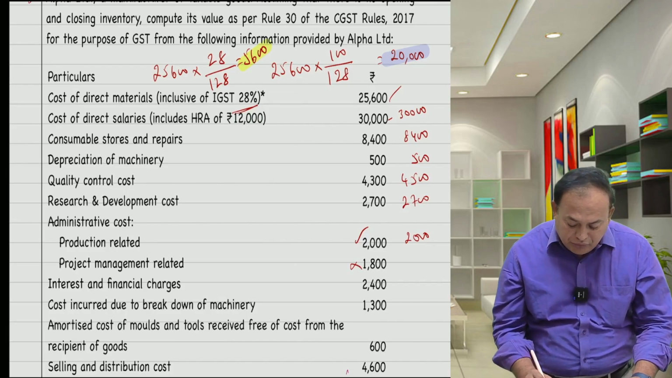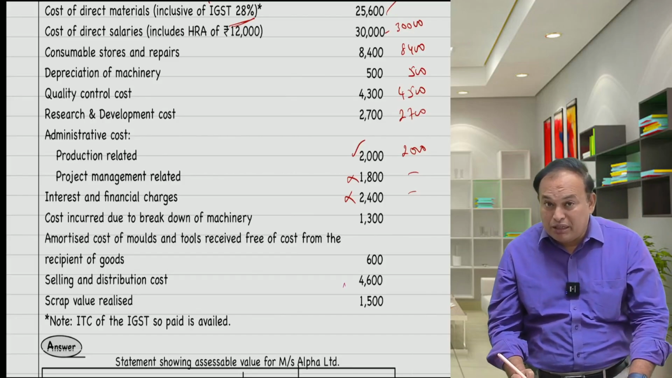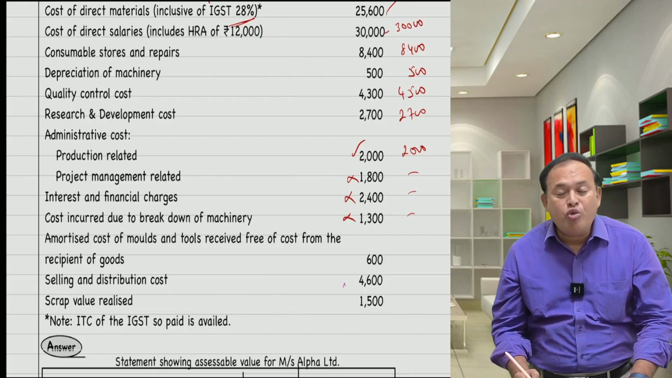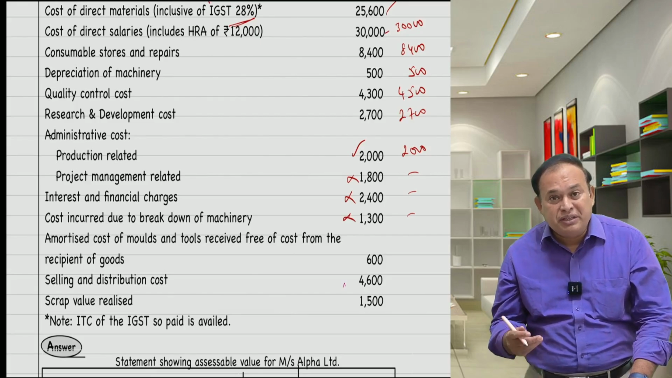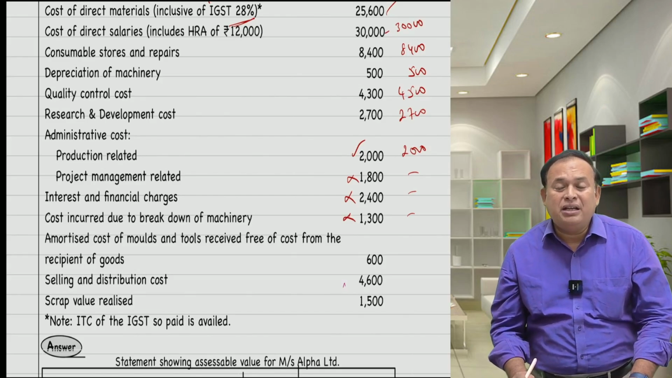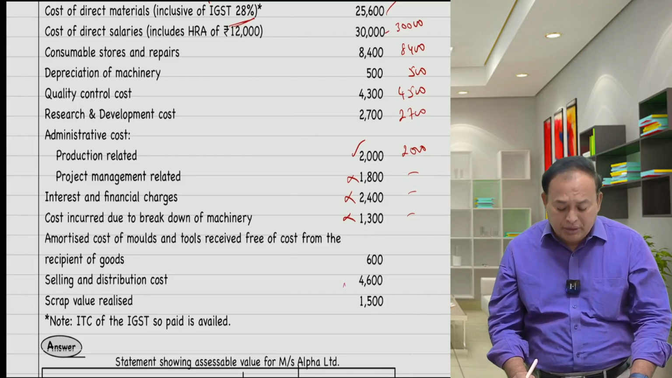Thereafter, interest and financial charges should not be considered. Cost incurred due to breakdown and abnormal expenditure should not be considered as per Cost Accounting Standard number 4, which is very relevant here to arrive at the value under Rule number 30, cost of production. The helping tool is our Cost Accounting Standard 4.